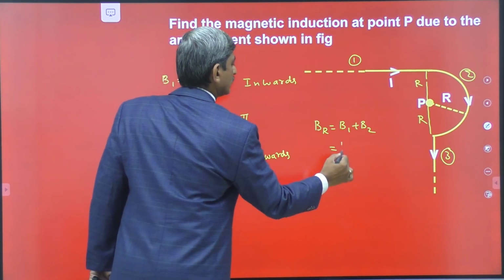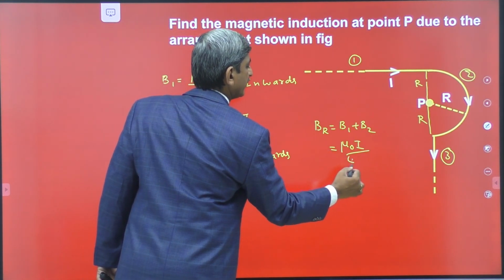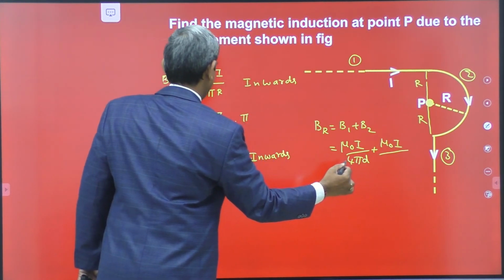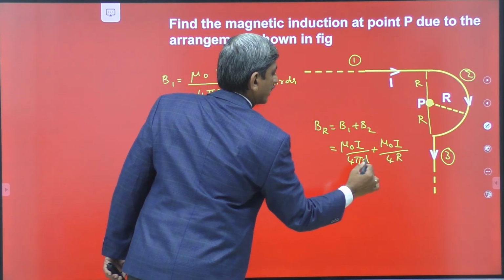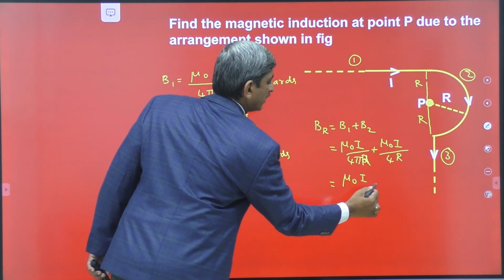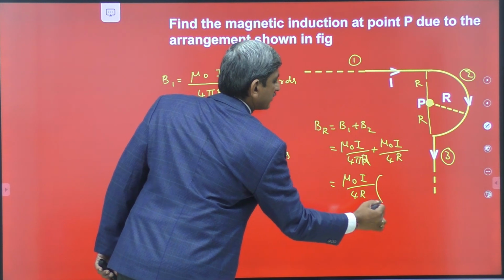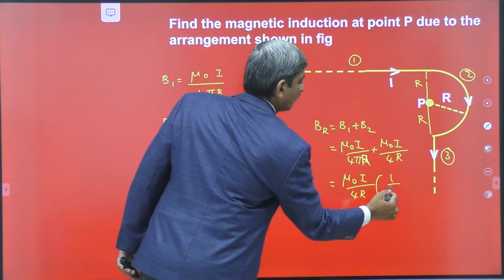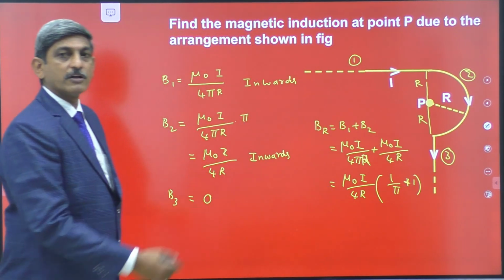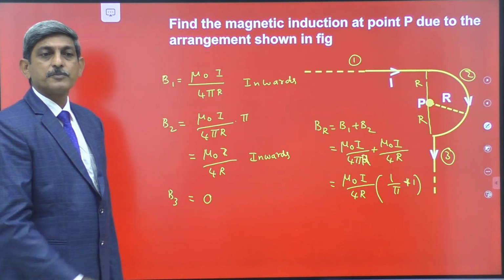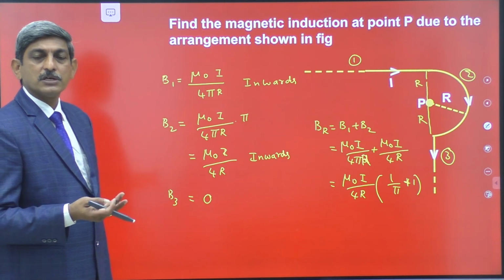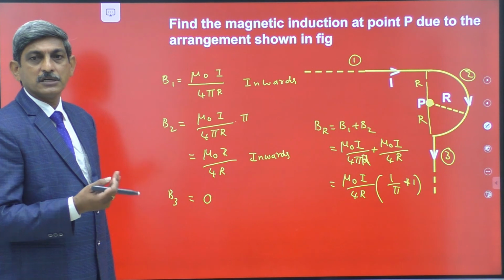By adding these two, we have mu naught I divided by 4 pi d plus mu naught I divided by 4r. This d is also nothing but r. So by taking mu naught I divided by 4r as common, it becomes mu naught I by 4r into (1 by pi plus 1). So by following this procedure, we can determine the magnetic field produced by the wires, coils, arcs, and also the combination of the wires, coils, and arcs.